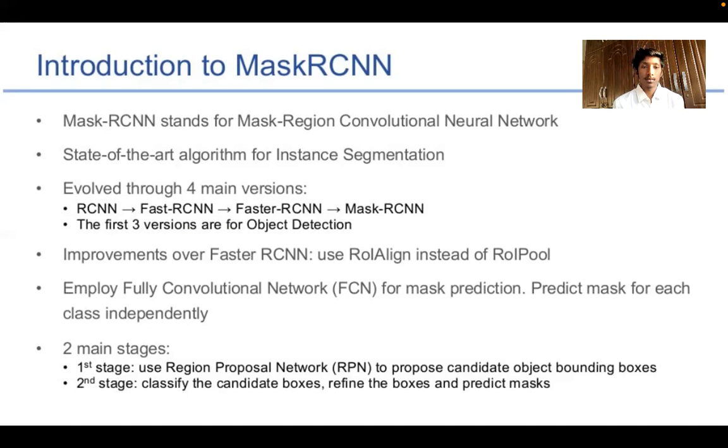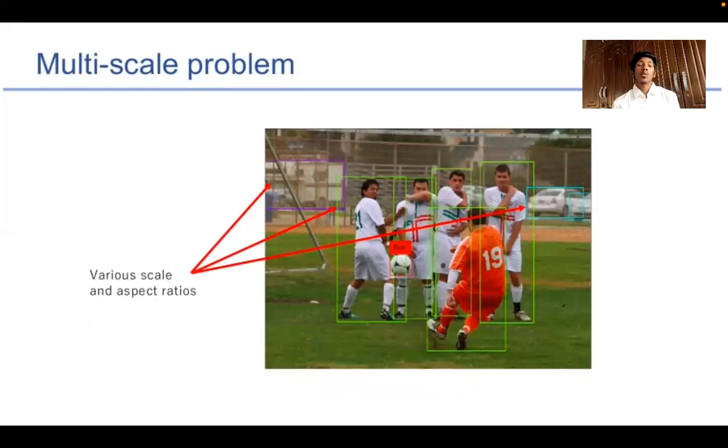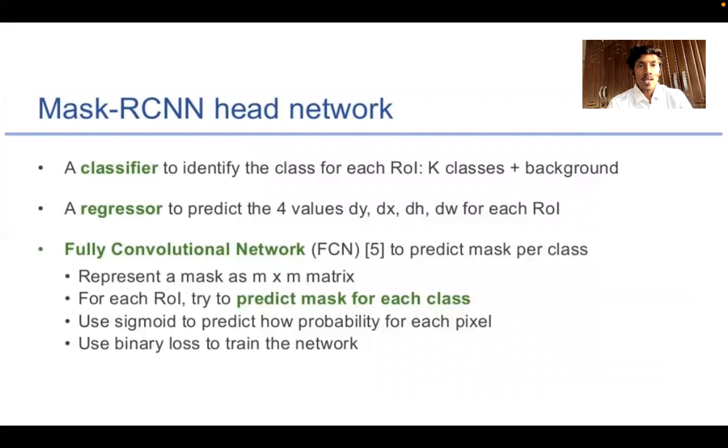We have two main stages. The first stage uses a Region Proposal Network, RPN, to propose candidate object bounding boxes. In the second stage, it classifies the candidate boxes, refines the boxes, and predicts masks. Then there is the multiple scale problem, you can see the images. The Mask RCNN head networks classify and identify the class for each RoI, like K classes plus background.